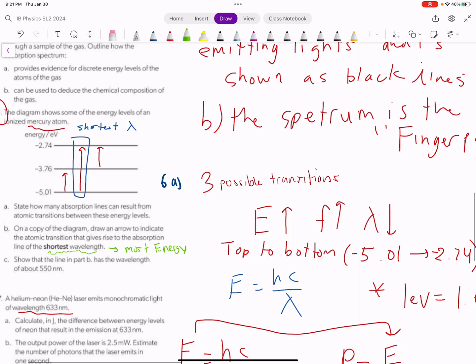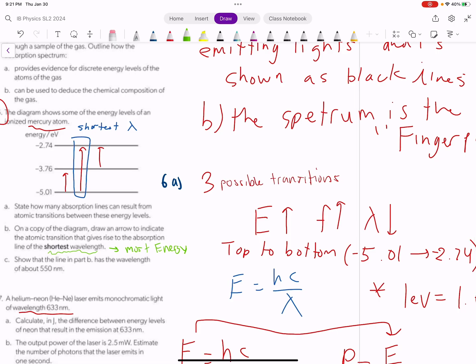Okay, so on a copy of the arrow, draw an arrow. Yeah, so we drew an arrow and I circled it with a blue box.